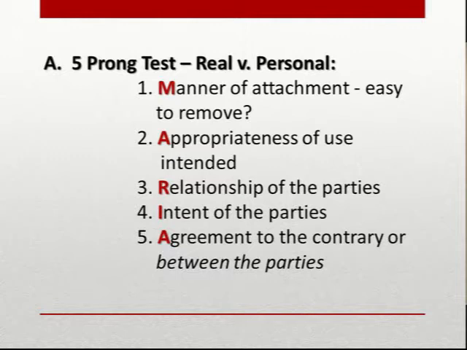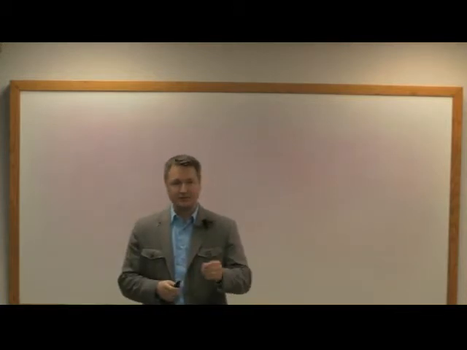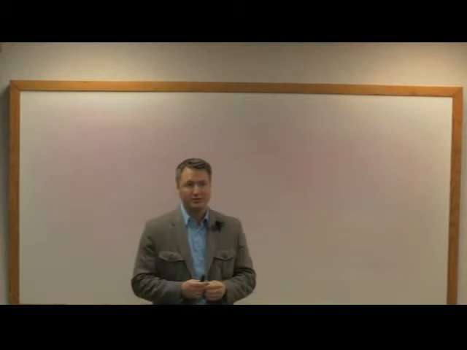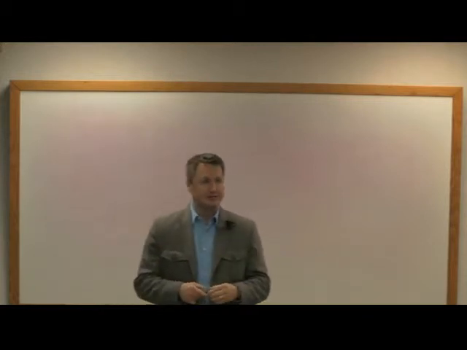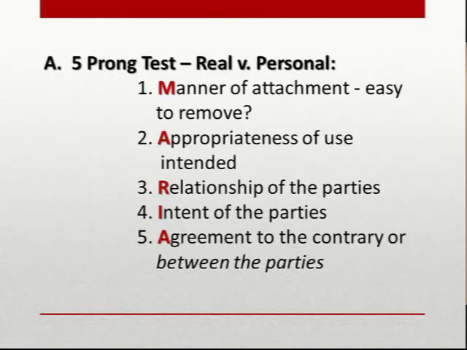So the first one, M, for manner of attachment: is it easy to remove? For instance, pictures. Most pictures you hang on the wall with just a finishing nail. This dry erase board, I didn't use a finishing nail to hang it. I had to screw big bolts into the wall. So it's attached. I can't just pick it up and take it with me. The A is the appropriateness of the use intended.